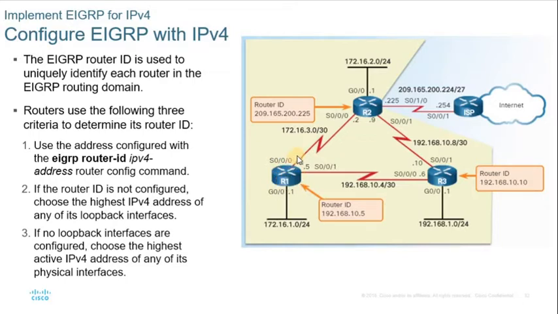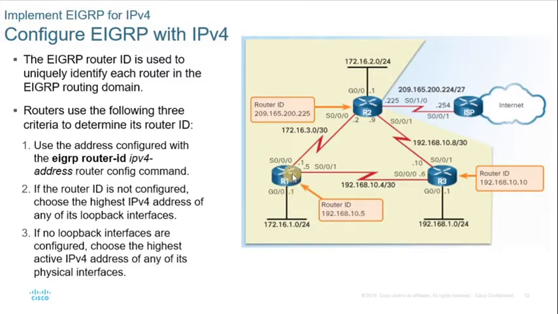So R1 will compare. For example, S00, what is the physical IPv4 address? That is 172.168.1. L001 is 192.168.10.5. G00 is 172.16.1.1.